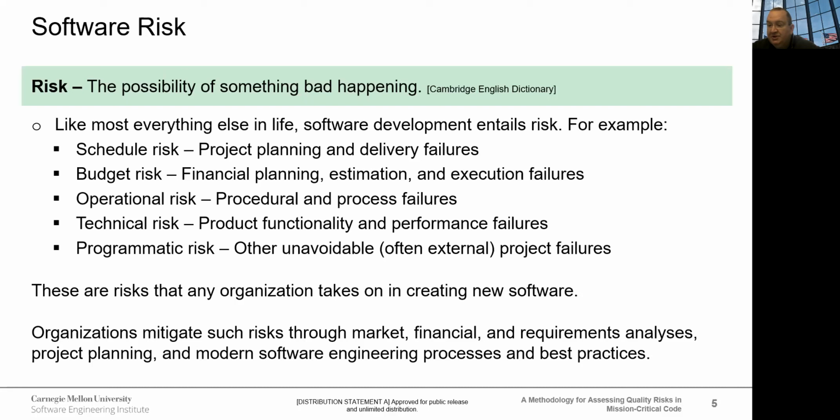So risks associated with code itself. The actual risks to projects are many. There's scheduling risks and budget risks, operational risks, a lot of programmatic risks, but there's also risk in the software. And as organizations mitigate those risks in a variety of different ways, so too must they mitigate the risks associated with poor software quality.